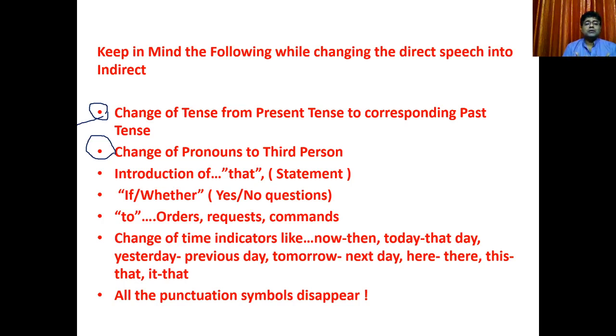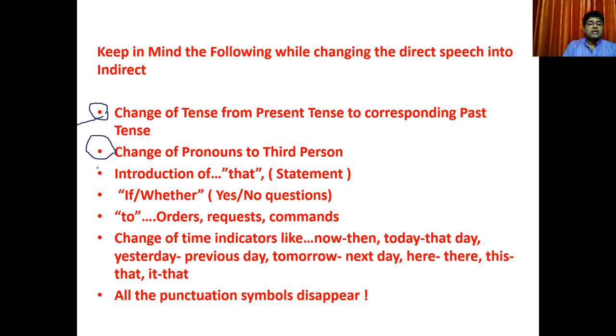Usually when we speak, I speak in first person, or you speak, that is second person. But the reporting is done by a third person, remember, so always there is a change of pronouns from first and second person to third person. If you say I, the reporting becomes he or she. If it is mine, reporting becomes his or hers. From the first person, the changeover takes place to third person.